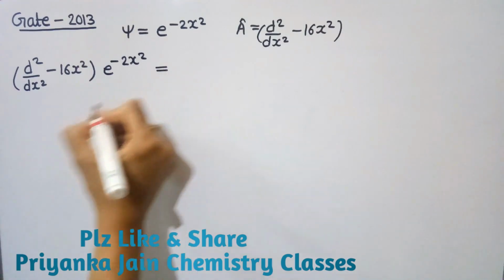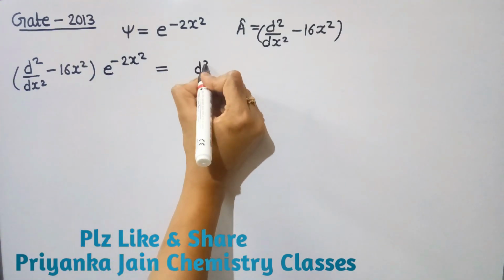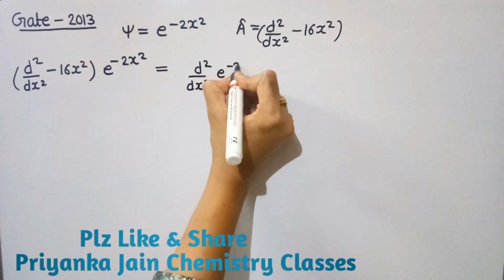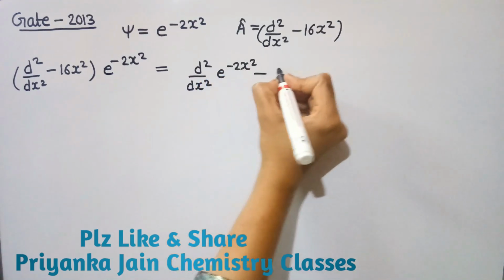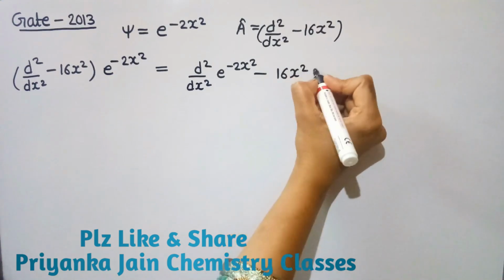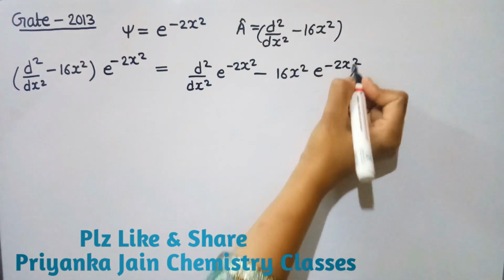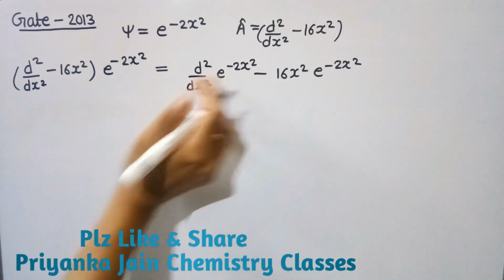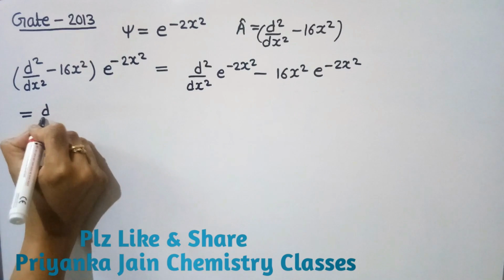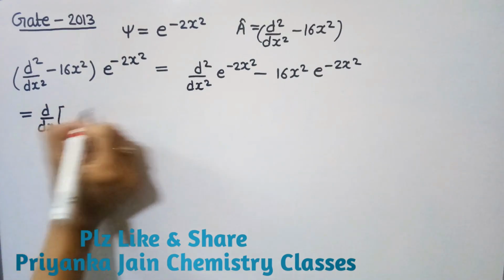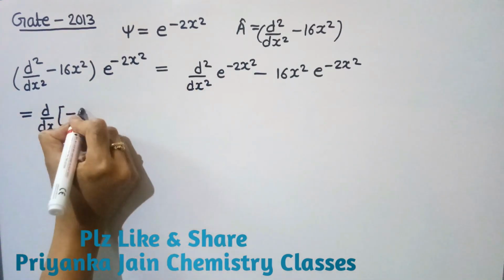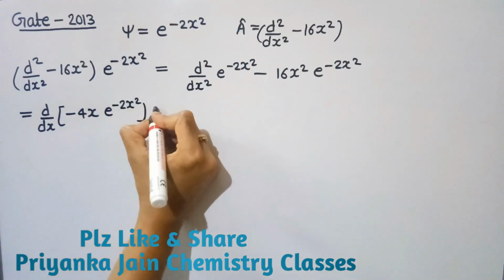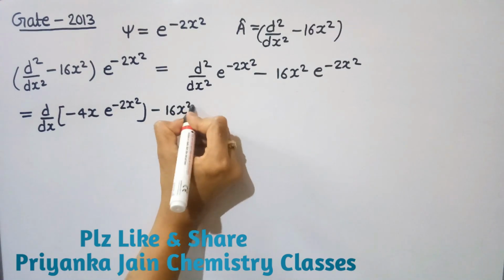So now separate the two terms. Firstly, d square by dx square of e to the power minus 2x square, minus 16x square e to the power minus 2x square, right? So we have to do the double differentiation of this e to the power minus 2x square. Firstly do the differentiation one time, by which we get minus 4x e to the power minus 2x square, and this will remain as it is.